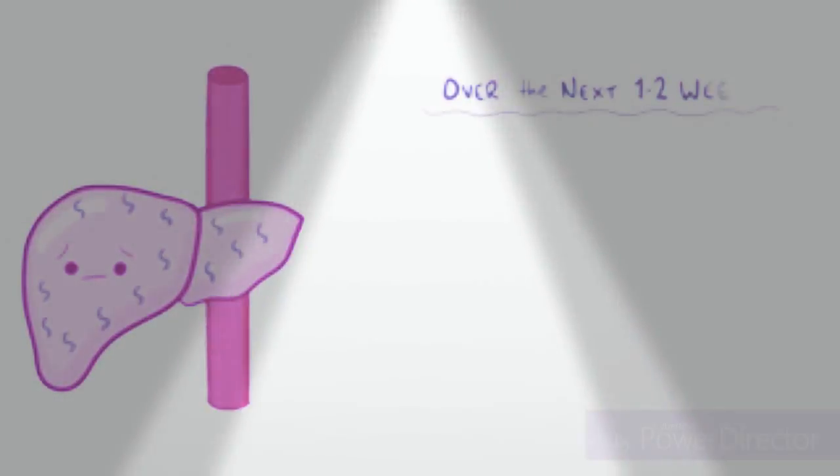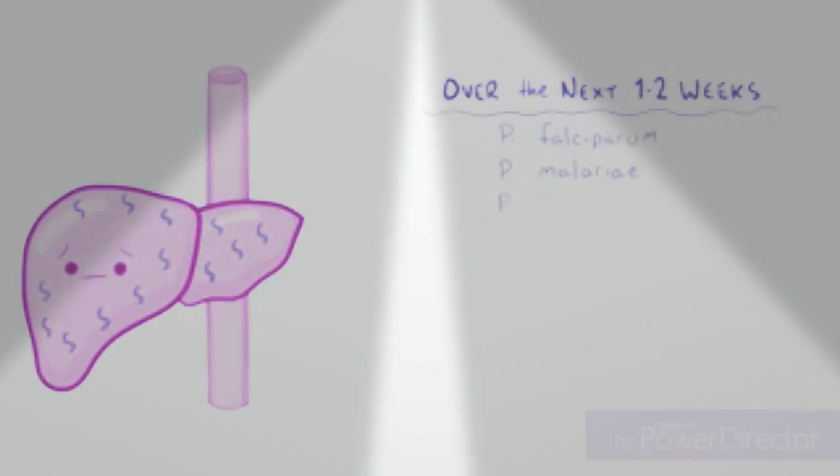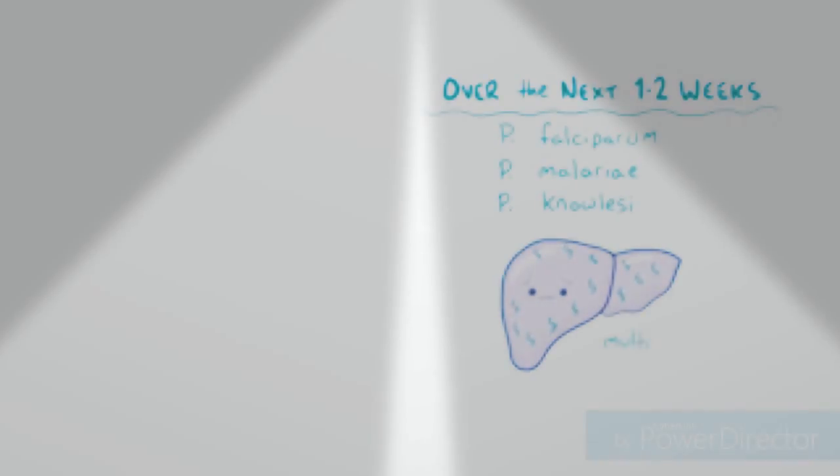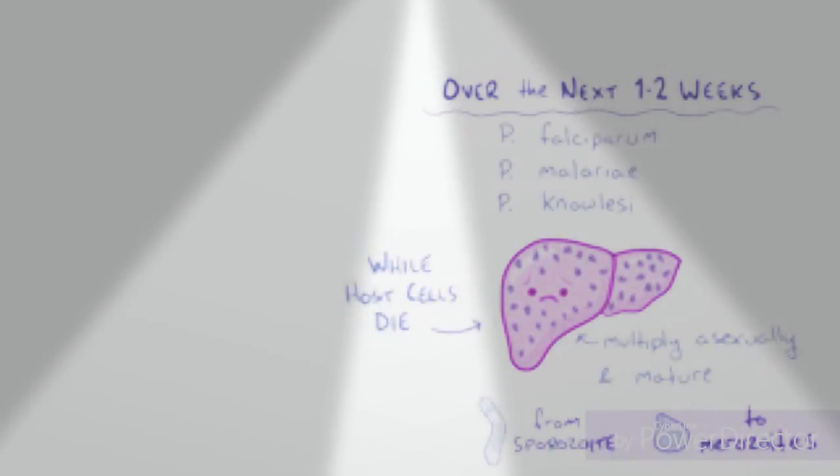Over the next 1 to 2 weeks, Plasmodium falciparum, Plasmodium malariae, and Plasmodium knowlesi sporozoites multiply asexually and mature into merozoites, while host hepatic parenchymal cells die.